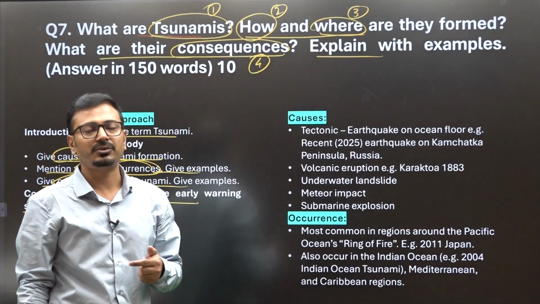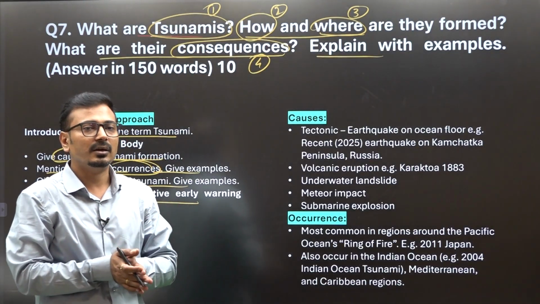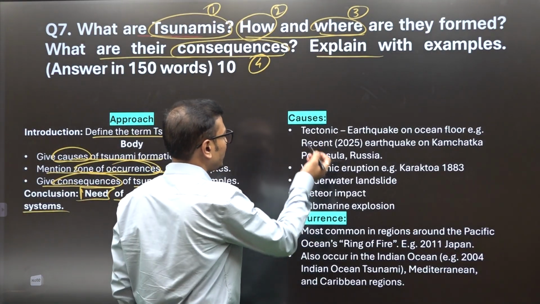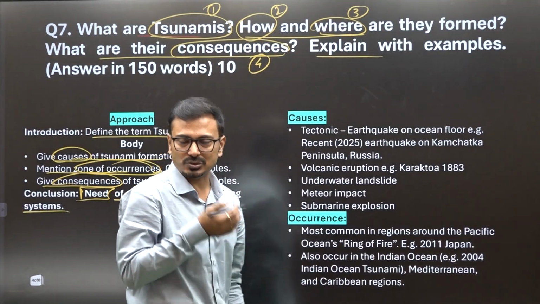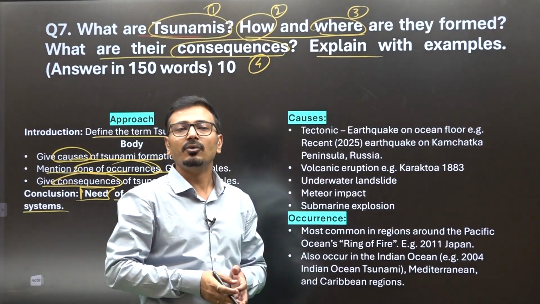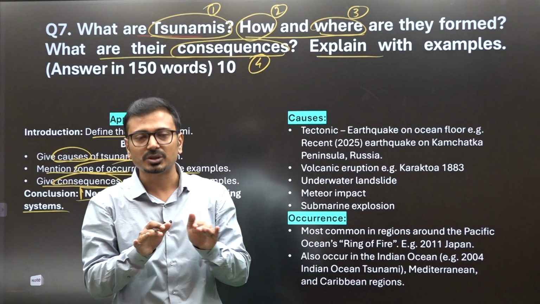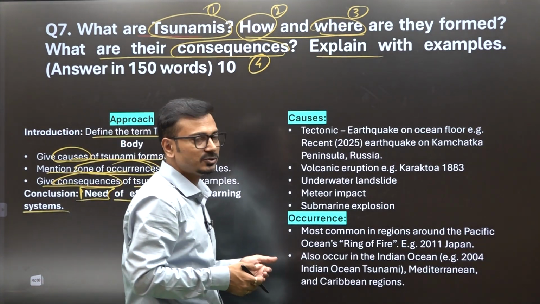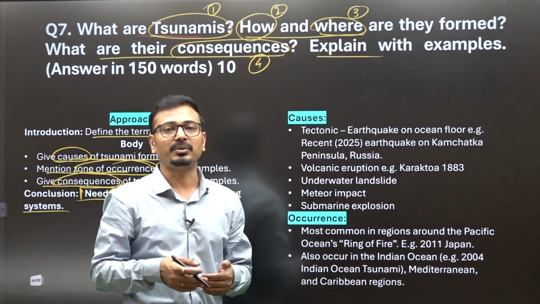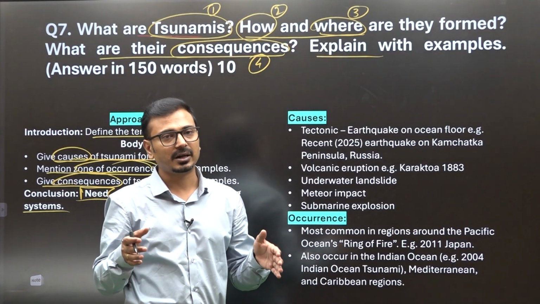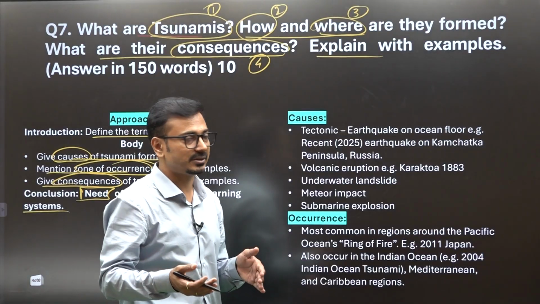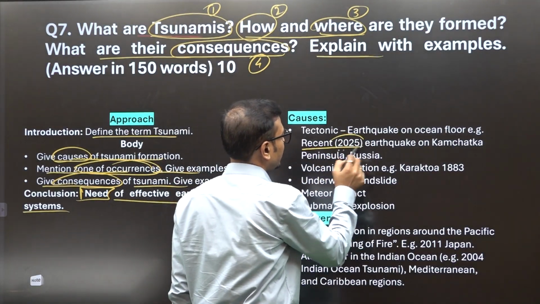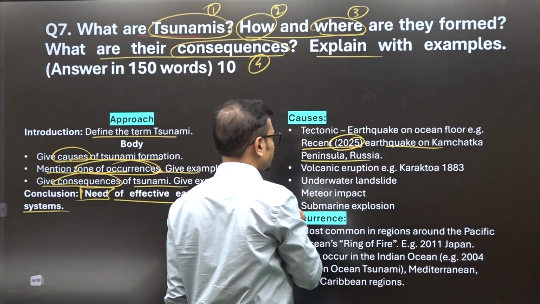Okay, so in the introduction, we can simply write in this manner by defining tsunami. Then causing factors, so 4-5 causing factors, but priority wise, the most important is the tectonic factor. When an earthquake happens on the ocean bottom, generally the origin of the tsunami waves is at that place. So whenever an earthquake happens on the ocean floor, we generally expect a tsunami. For example, the recent earthquake on Kamchatka Peninsula, Russia.